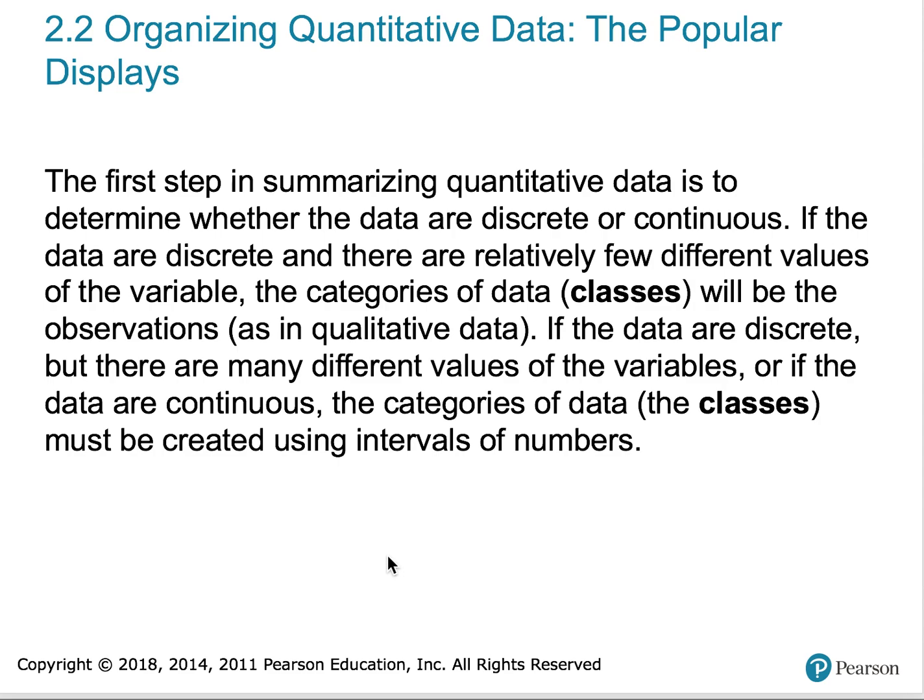Okay, now we're going to talk about quantitative data. So the first step in summarizing quantitative data is to determine whether the data are discrete or continuous. If the data are discrete and there's relatively few different values, then the categories of the data, which we'll call classes, will be the observations, just like it was in the qualitative data.